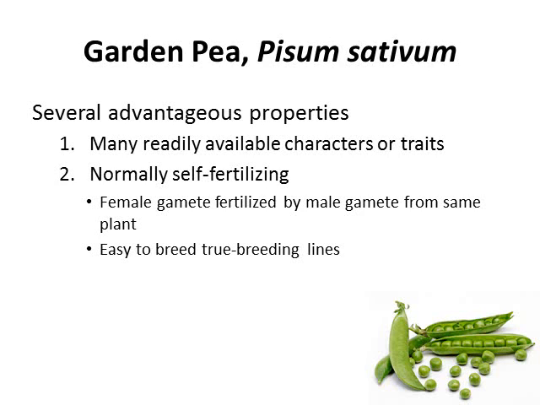Another advantageous property is that normally garden peas are self-fertilizing. So plants are neat in that a lot of plants have both male and female parts on the same flower. So this means that the flower can fertilize itself. So the female gamete or the egg can be fertilized by the male gamete or the pollen with the sperm in it from the same plant. So it's really easy to get what are called true breeding lines. And true breeding lines just means that the parent looks exactly like the offspring. It has the exact same characteristics.